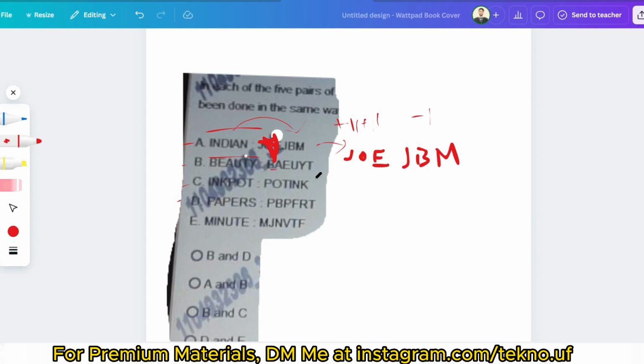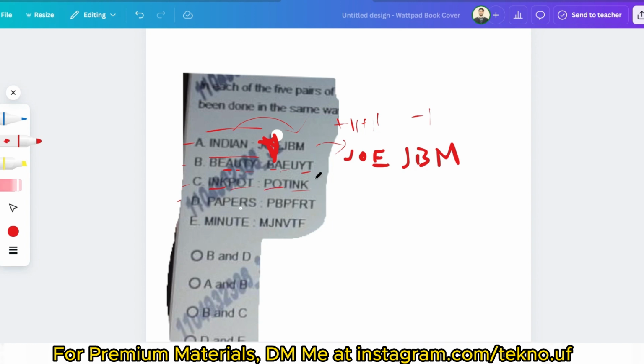Okay, E to A, you can see A and E have shifted their places. And T and Y have shifted their positions. So E, A and Y, T have shifted their positions with each other. And inkpot, here pot ink. So ink is coming at the end and pot is coming at the beginning.